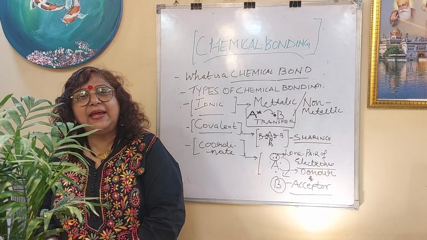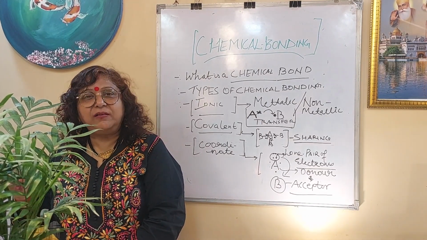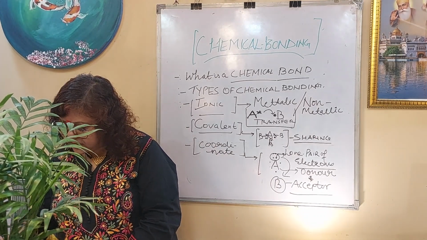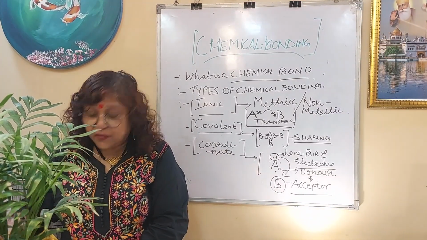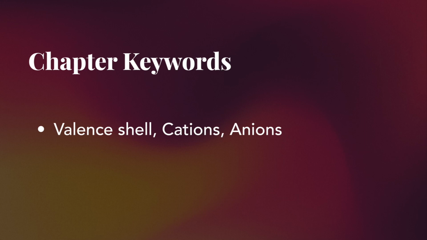Now, the metallic elements, as a rule, have 1, 2 or 3 electrons in their valence shell, and they lose these 1, 2 or 3 electrons from their valence shells to become positively charged cations.